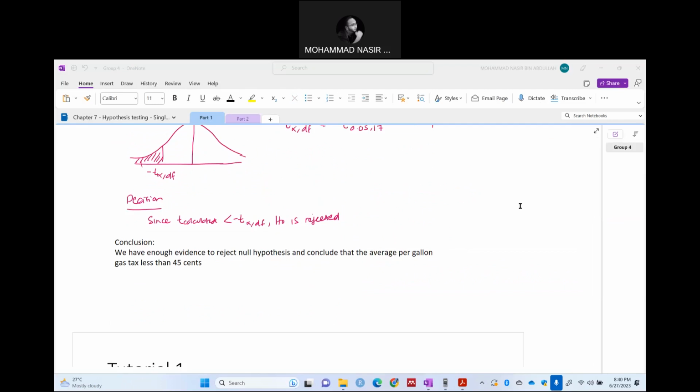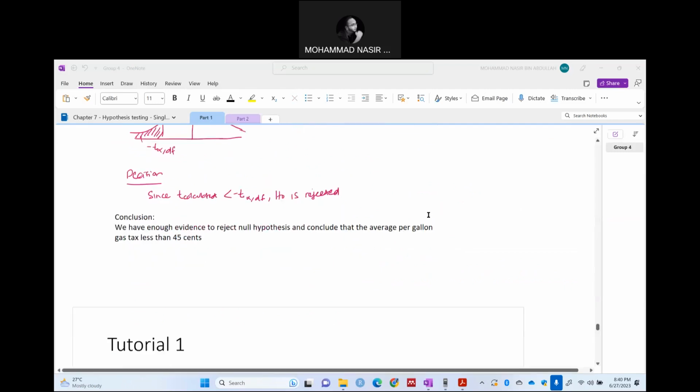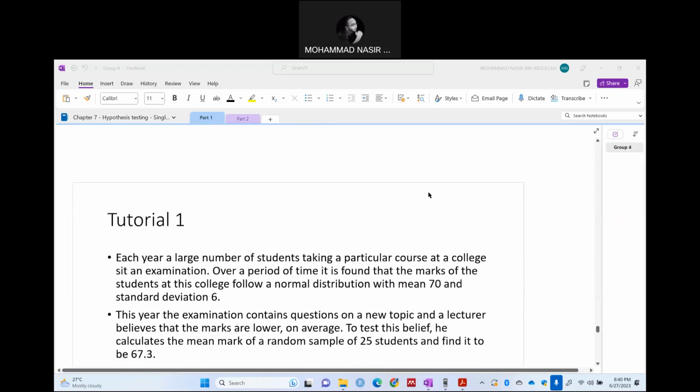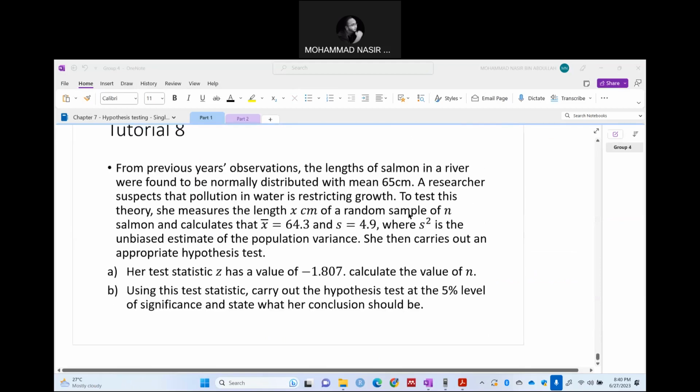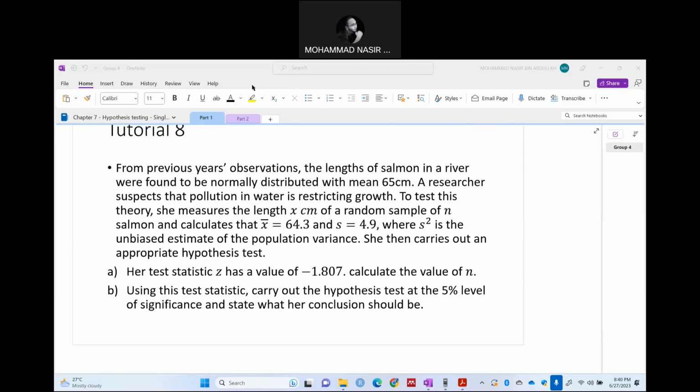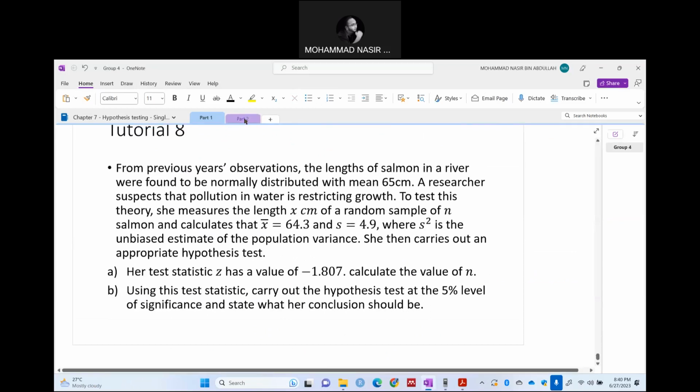Any questions so far? No question? Easy, right? Provided you already understand yesterday's lecture, then it should be very easy. Okay. So I have tutorial 1 until tutorial 8 for this topic. I think you can do it by yourself. If you have any problem answering tutorial 1 until 8, you can message me.